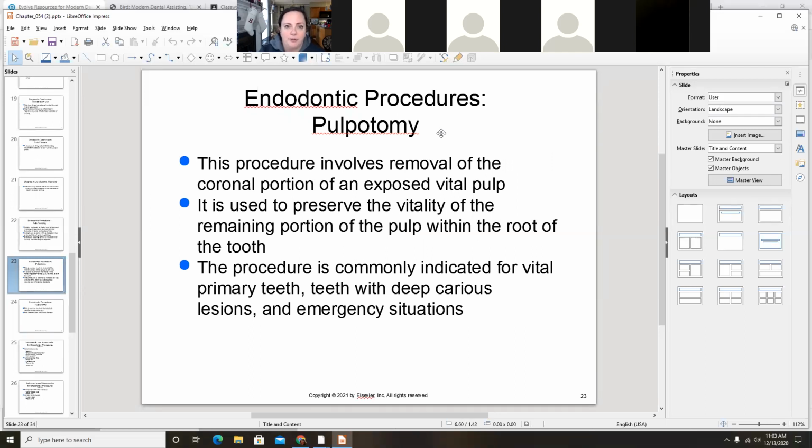Pulpotomy, we talked about this for deciduous or primary teeth. This is the removal of the coronal portion of an exposed vital pulp. All right. It is used to preserve the vitality of the remaining portion of the pulp within the root of the tooth. The procedure is commonly indicated for vital primary teeth, teeth with deep carious lesions, and emergency situations. So most of the time you're going to see a pulpotomy in primary teeth. Basically what you do is that big part of the pulp that you see in an x-ray, you take that out, but you leave the pulp in the roots alone. Okay, so that's going to be a pulpotomy.